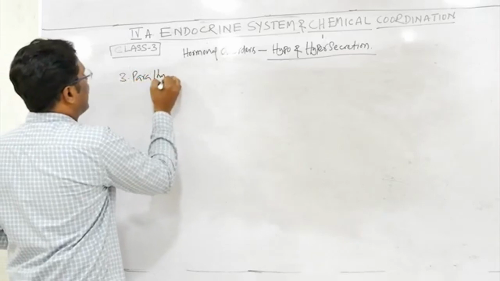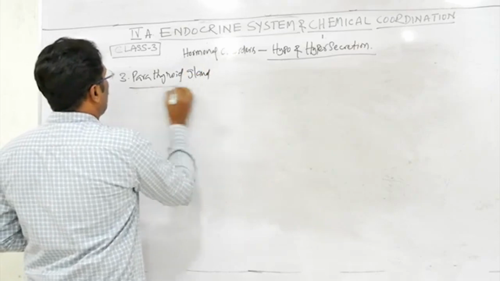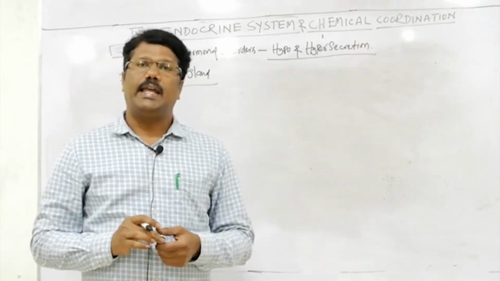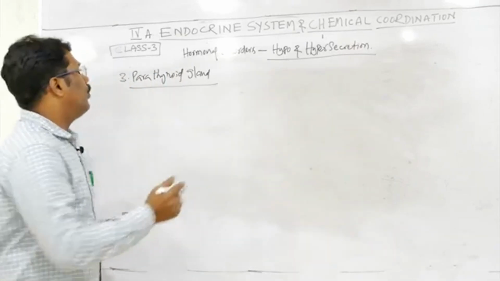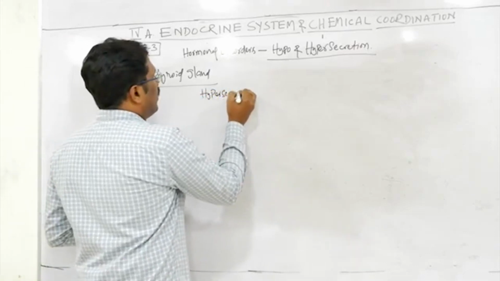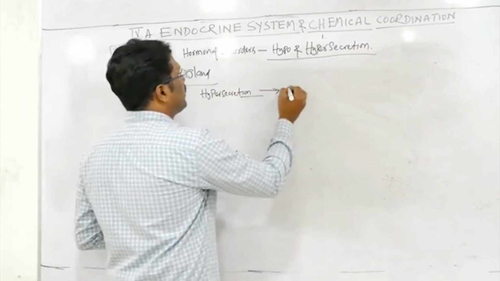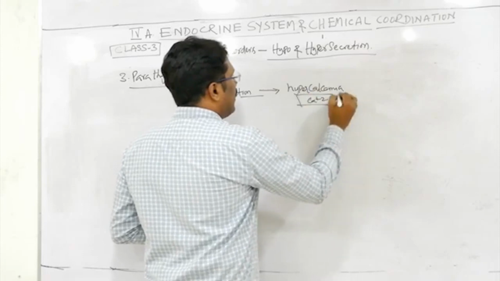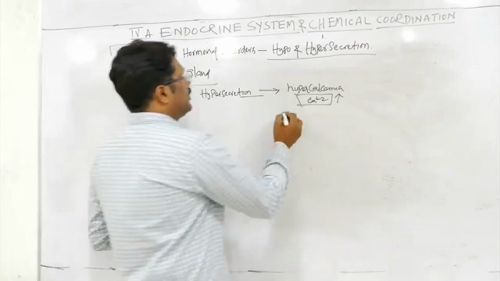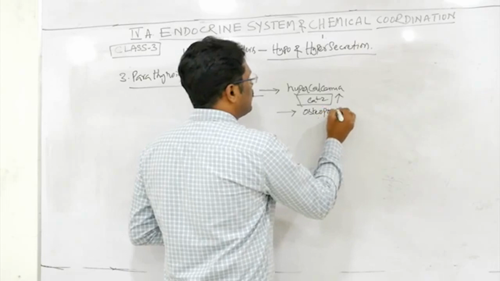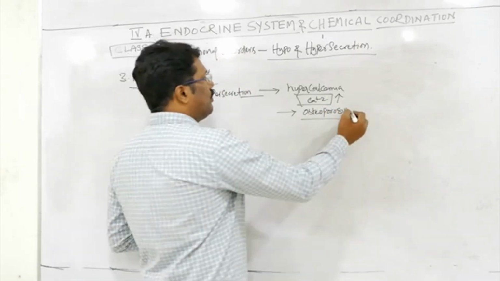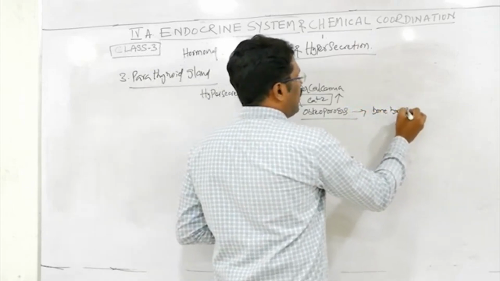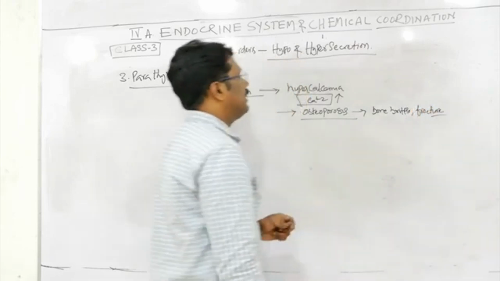So next we shall see parathyroid gland. We know that the parathyroid gland is responsible for elevation of calcium ions concentration in the body. So the hypersecretion of parathormone leads to a condition called hypercalcemia. That means the calcium ion concentration in the blood increases, and it leads to a condition called osteoporosis. Osteoporosis means the bones become brittle and they will fracture at very frequent times.